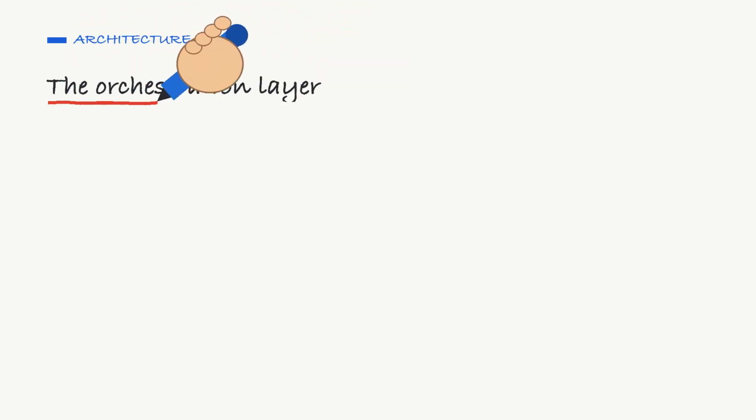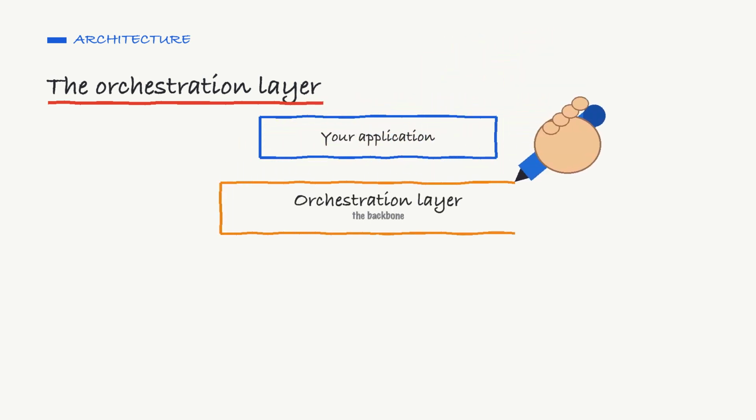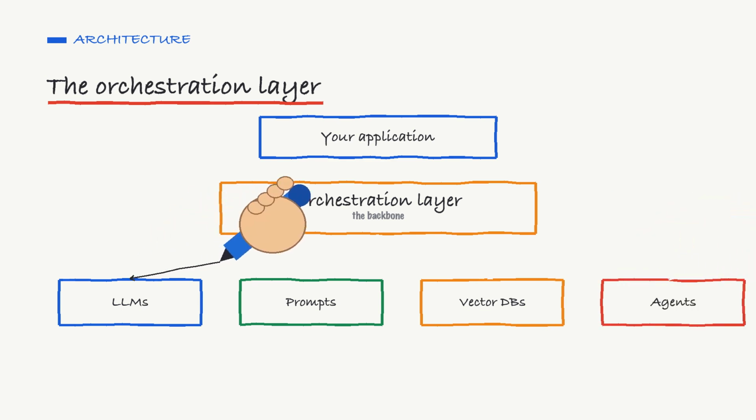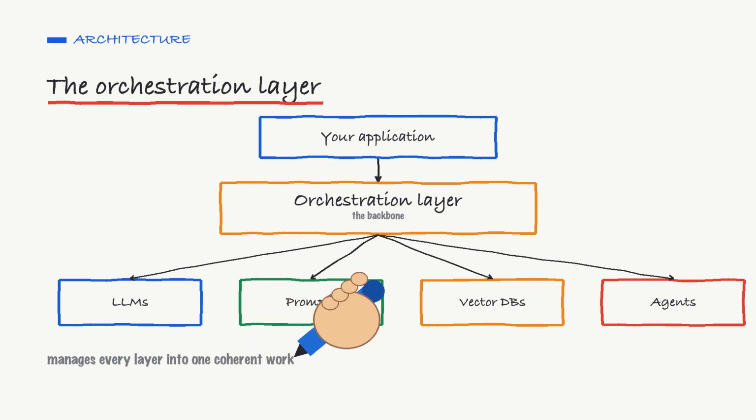Where does it live? The orchestration layer is the backbone of the LLM app stack. It sits between your application and everything it relies on, managing the interactions between every layer. It builds one coherent workflow, making sure the models, prompts, data, and agents all work together cohesively.